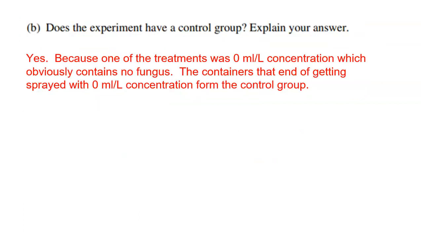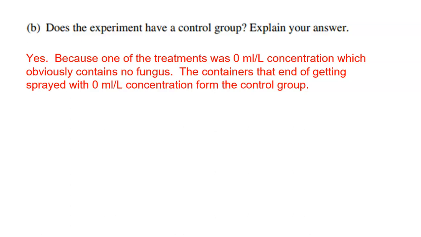And part B of this problem simply says, does the experiment have a control group? Explain your answers. So first, let's actually answer the question, does the experiment have a control group? Yes. The definition of a control group is a group that gets nothing to compare to. And because one of the treatments was 0 milliliters per liter of concentration, that would obviously contain no fungus. So that is acting as my control group. So the containers that end up getting sprayed with 0 milliliters per liter of concentration form the control group.